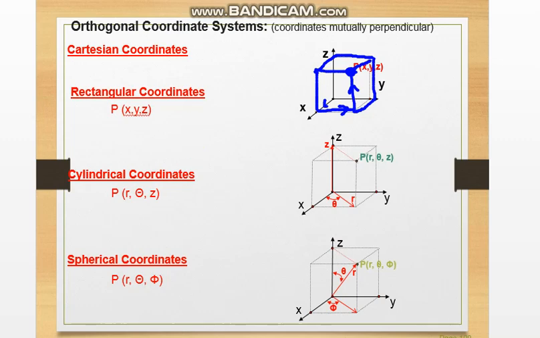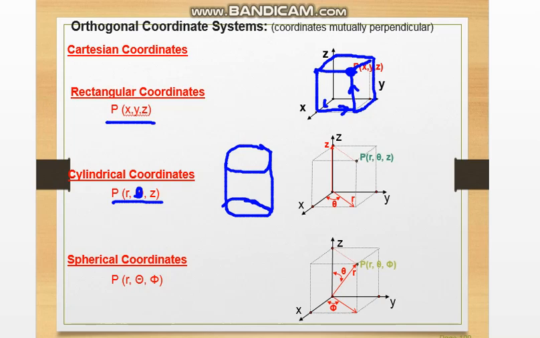If it is a cylindrical body, like a pen or a wire or cable, these things look almost like a cylinder, so you can use cylindrical coordinates. Here you can see the rectangular coordinate system has three axes x, y, and z. But in the cylindrical coordinate system, the axes are r, theta, and z.